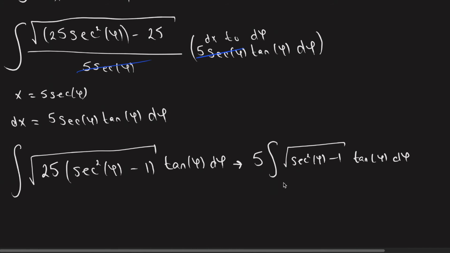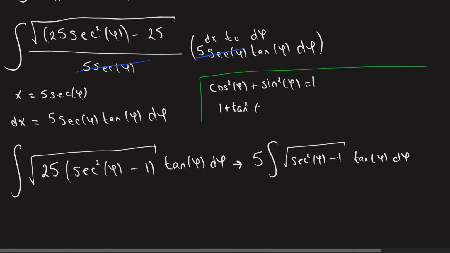So this is our integral now. And well, what can we do with this inside? I know some beautiful trig relationship, and I'm sure you all know it too. It's cosine squared of phi plus sine squared of phi equals 1. Now, if I divide everything by cosine squared, well, cosine squared divided by cosine squared is 1. Sine squared divided by cosine squared is tan squared. And 1 divided by cosine squared is secant squared.